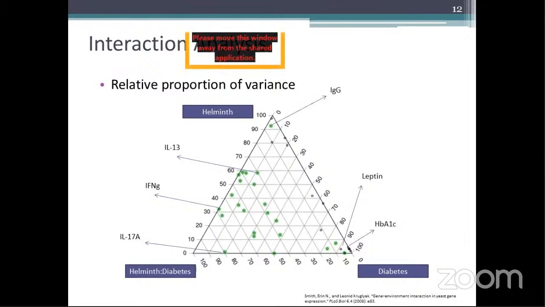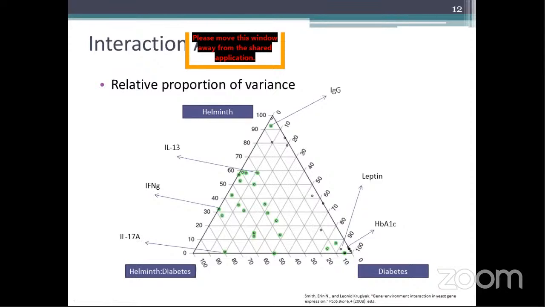So say if a point is at a vertex of a triangle, then the relative proportion of variance due to the labeled factor is 100. The dots are the variables, as you can see, and I have labeled a few of them like IL-17A, IFNG, IL-13, IgG, leptin, and HbA1c. The black points over here are the ones that show only main effect, whereas the points that have a green color around them show interaction effect also.